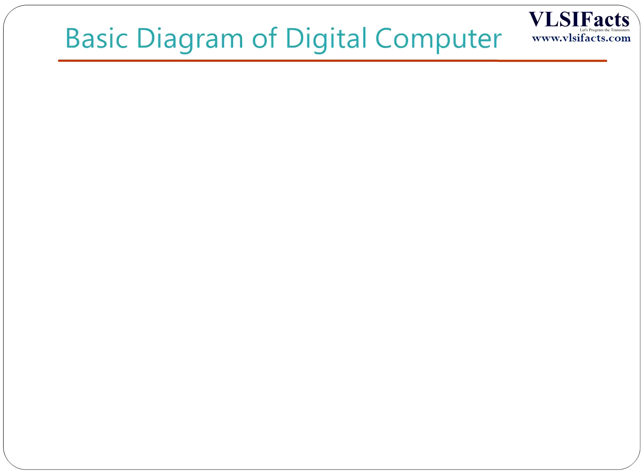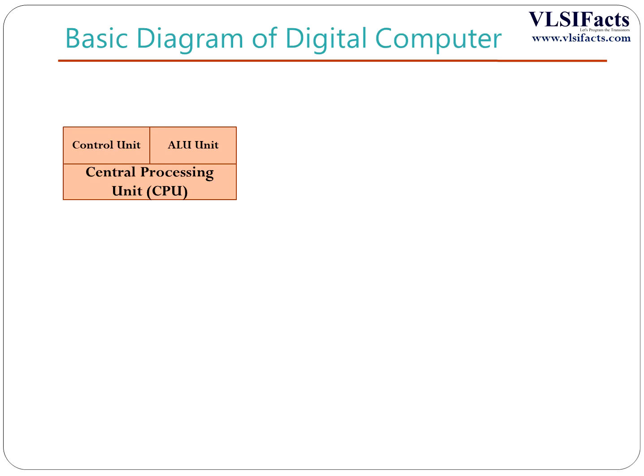This slide will show a basic block diagram of a digital computer. The principal unit of the digital computer is the Central Processing Unit, which we call the CPU. The CPU is comprised of two major parts.